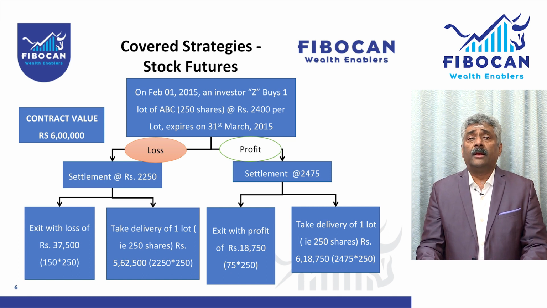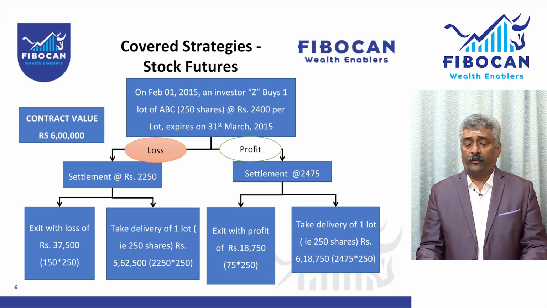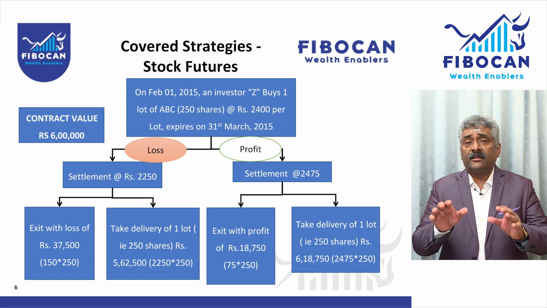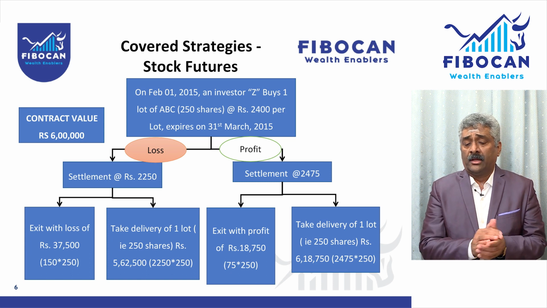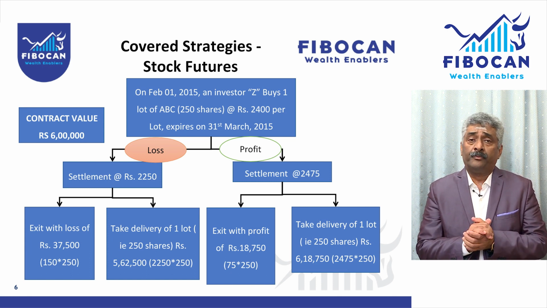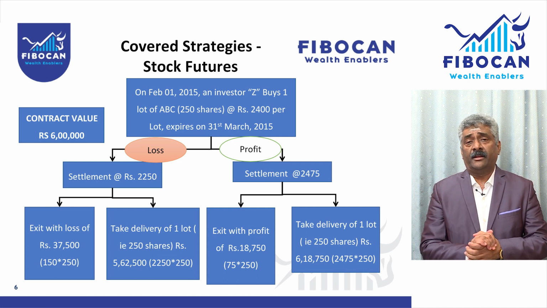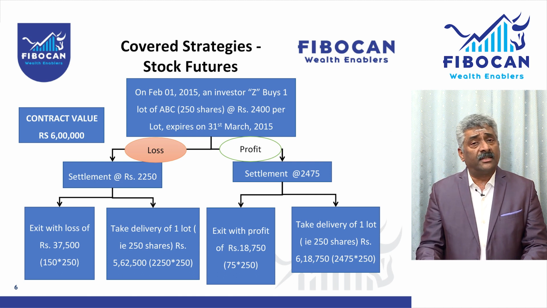Second is that she can take delivery of the shares also. But how much will she be paying? 2475 into 250. That is 6,18,750. As you can see clearly here, if in futures she had made a loss, her buy price is lower. In futures, if she had made a profit, her buy price is higher, right?